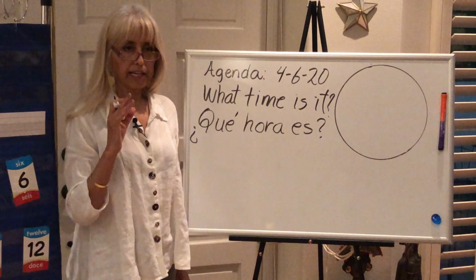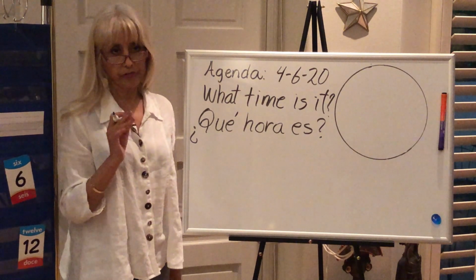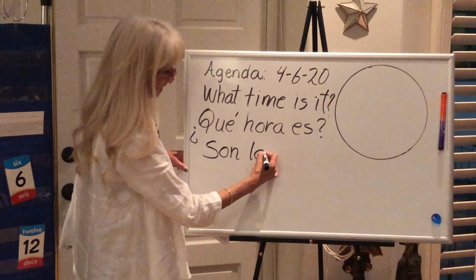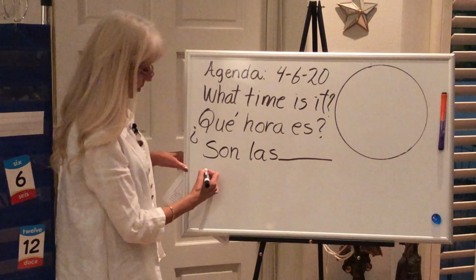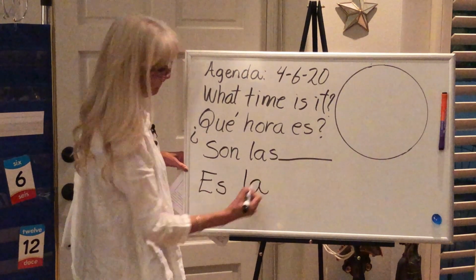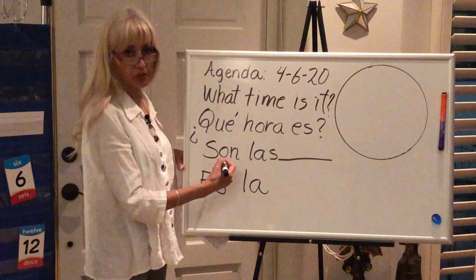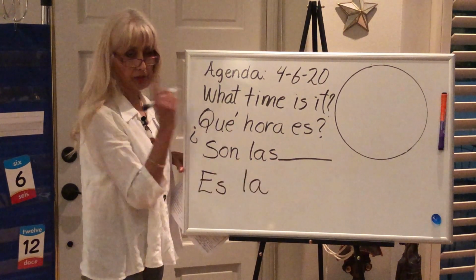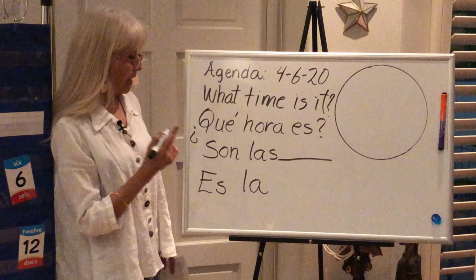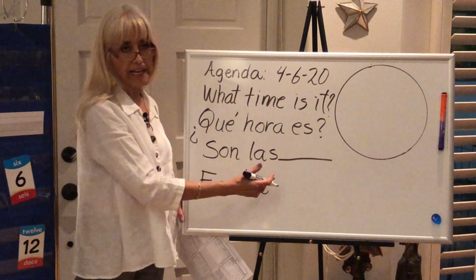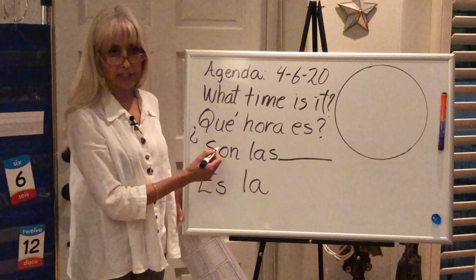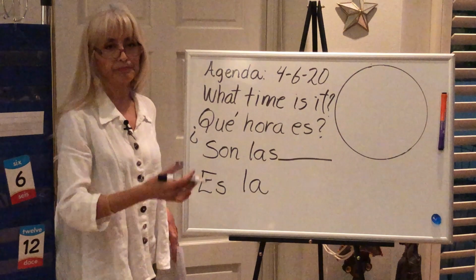And we are going to learn how to answer with two phrases. One will be son las, and the other one is es la. Okay, we use son las for plural, more than one, and we use es la for singular. So when you say son las, it's like saying there are. But the translation is it is, and then you say the time.